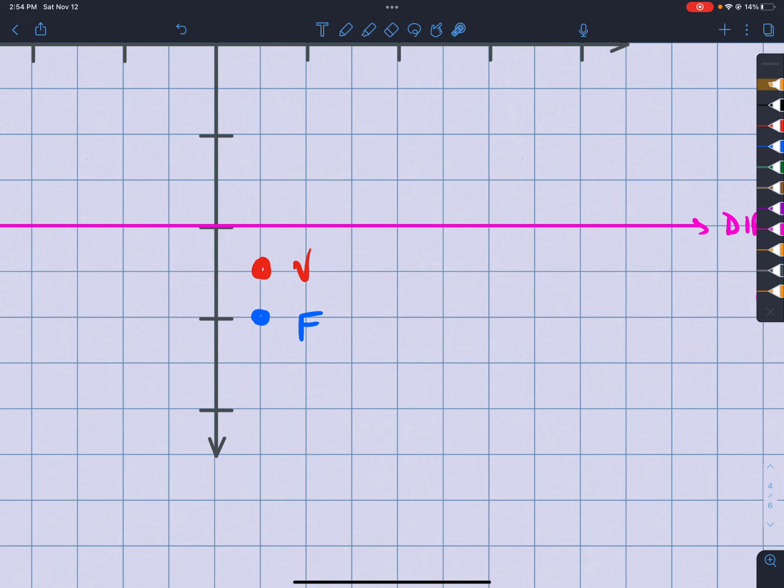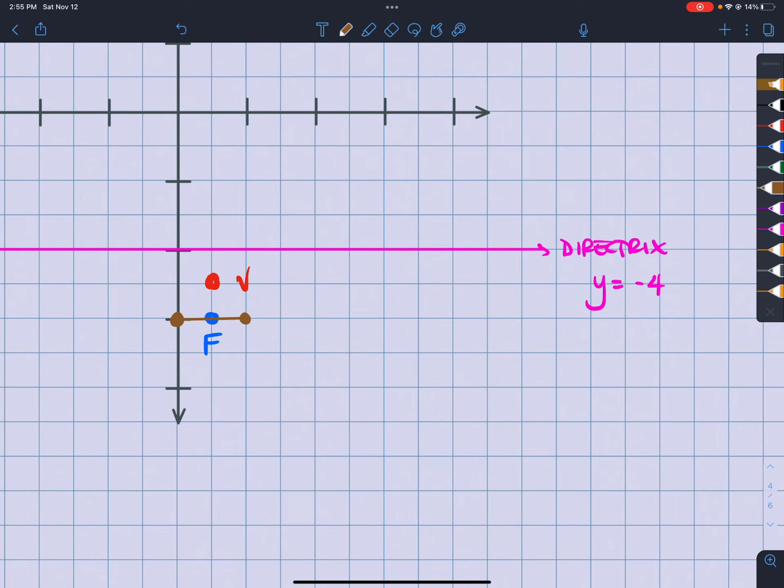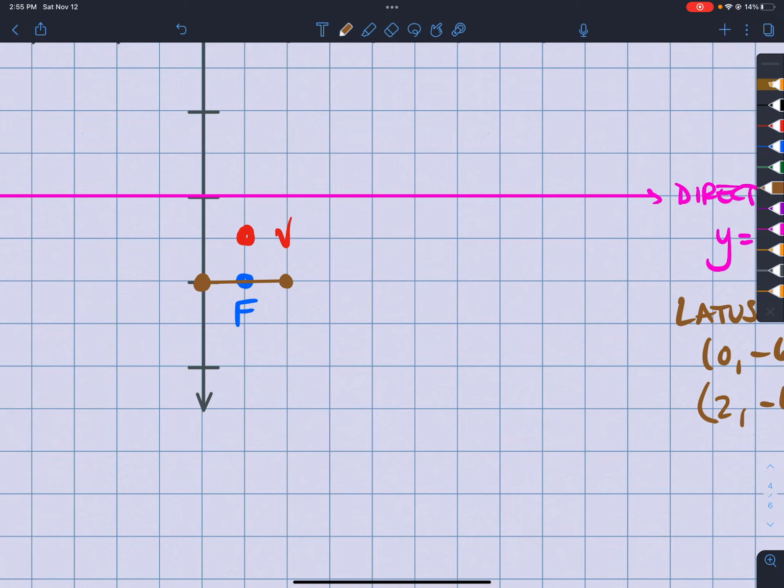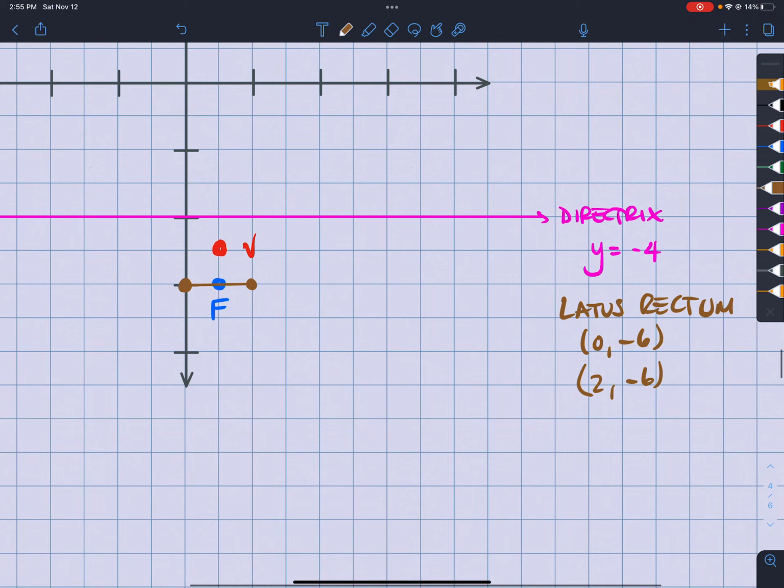So my latus rectum is going to be one this way and one this way. So my latus rectum is going to be this right here. So in that case, my latus rectum is going to be what? 0, -6, and 2, -6. Just like my focus, the y value stays just like my focus, all right? So I already know that this is going to open down. I found my latus rectum, right?